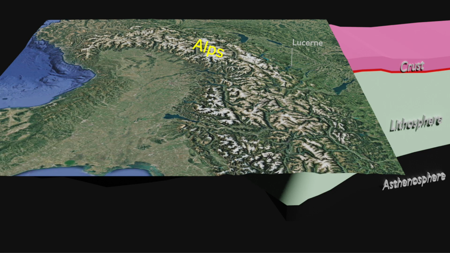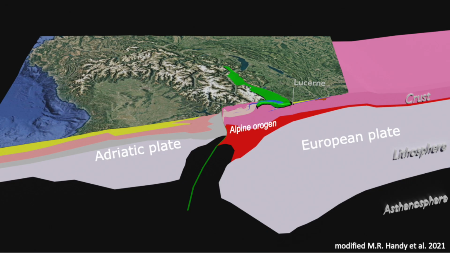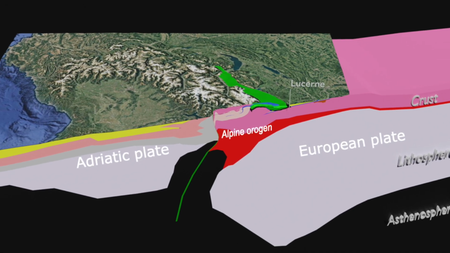The Helvetic Fold-and-Thrust Belt, shown in green, forms the thin-skinned frontal wedge of the Alps. It represents the deformed sedimentary cover of the European margin, thrust northward onto the Alpine foredeep during collision.